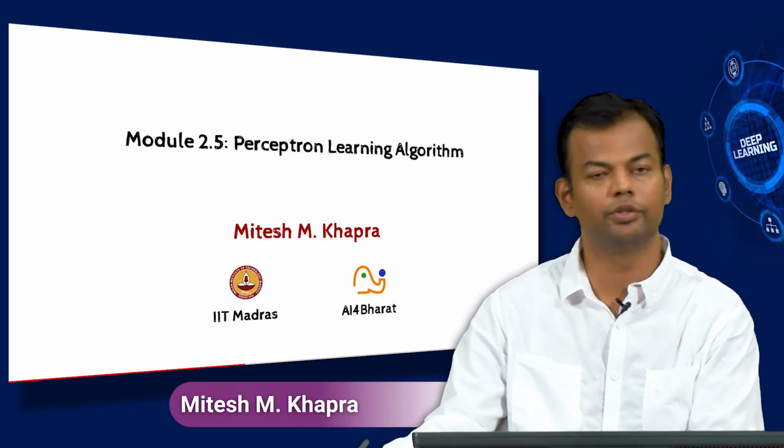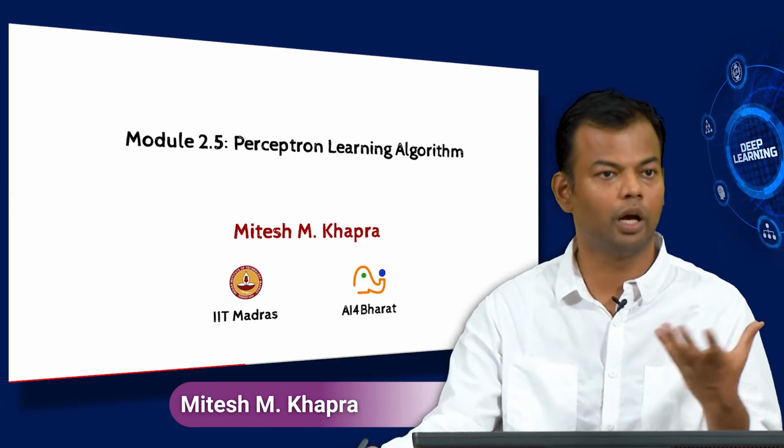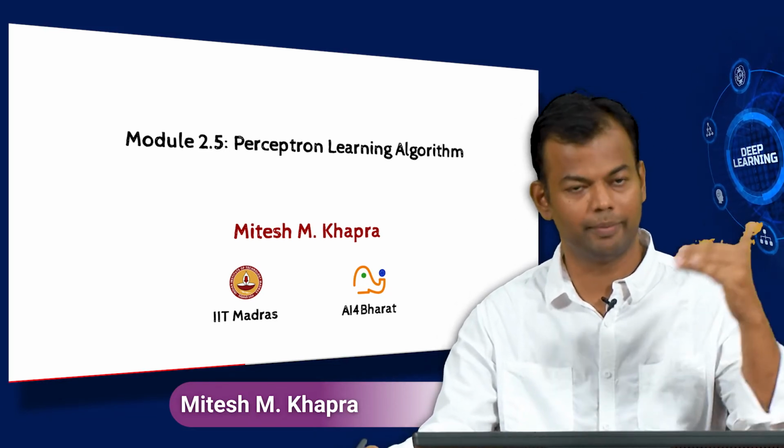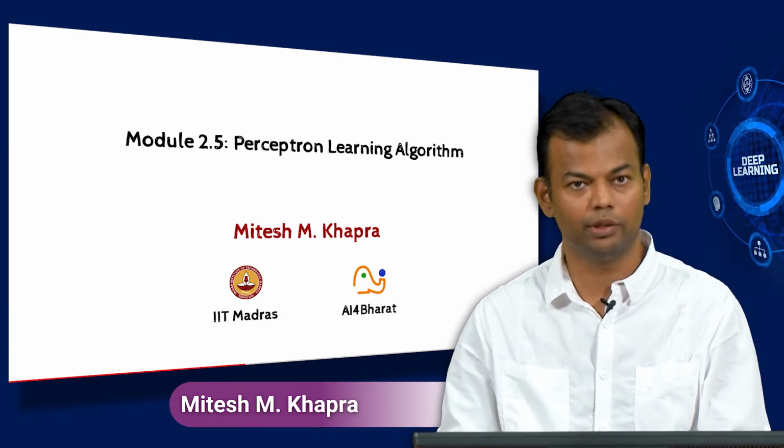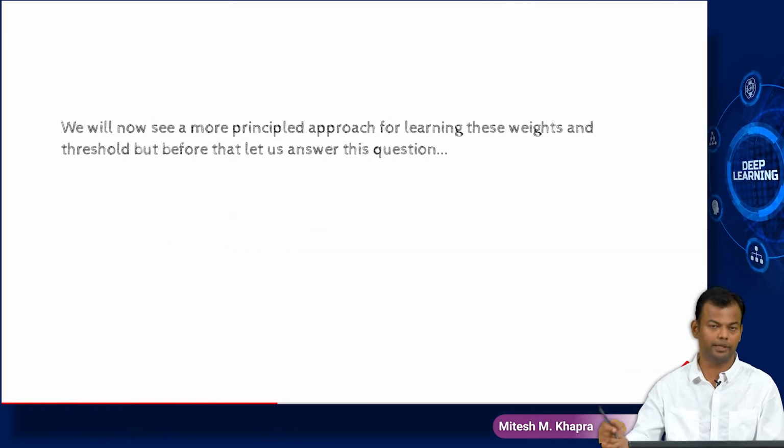So that's what we have learned so far, but we did not talk about how we got these W1, W2. We were mainly trying to adjust them by hand. So now we'll look at the Perceptron learning algorithm, which allows us to learn these weights, right?